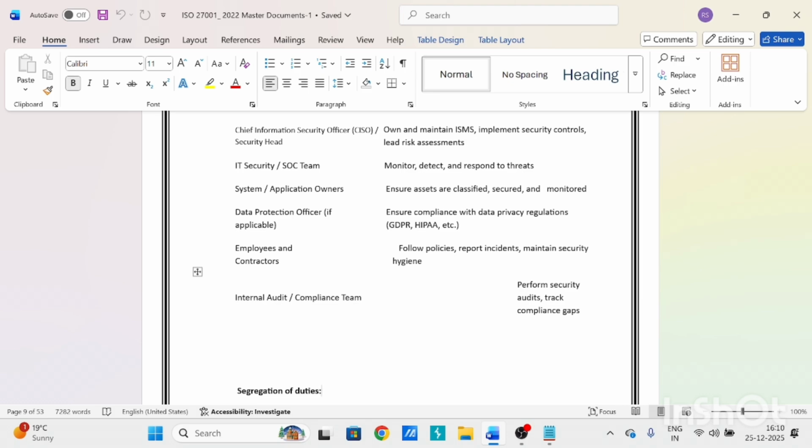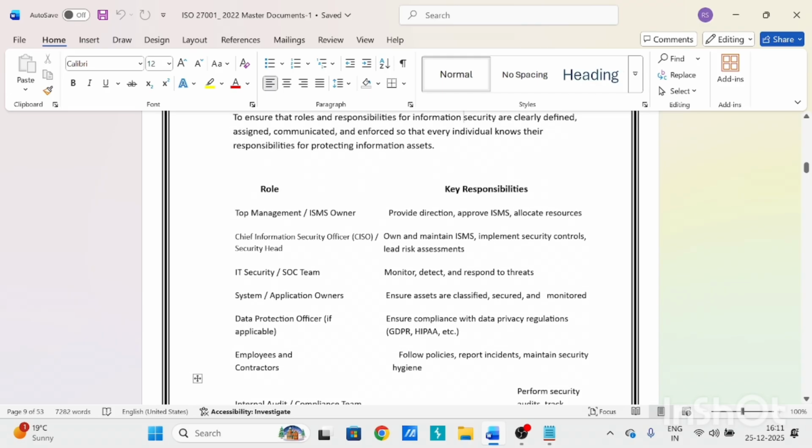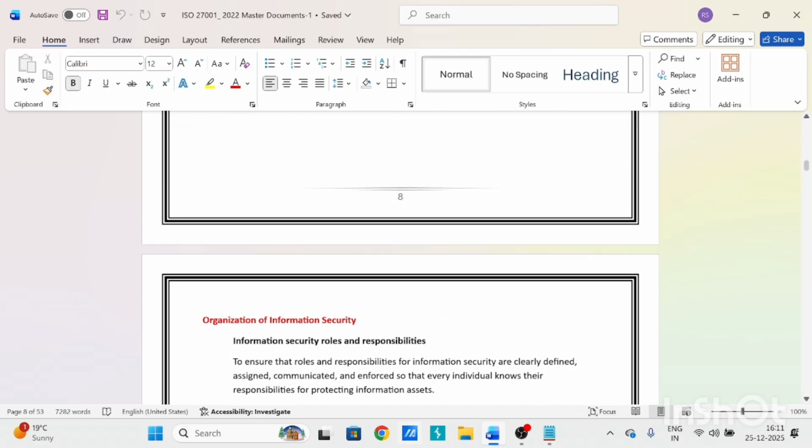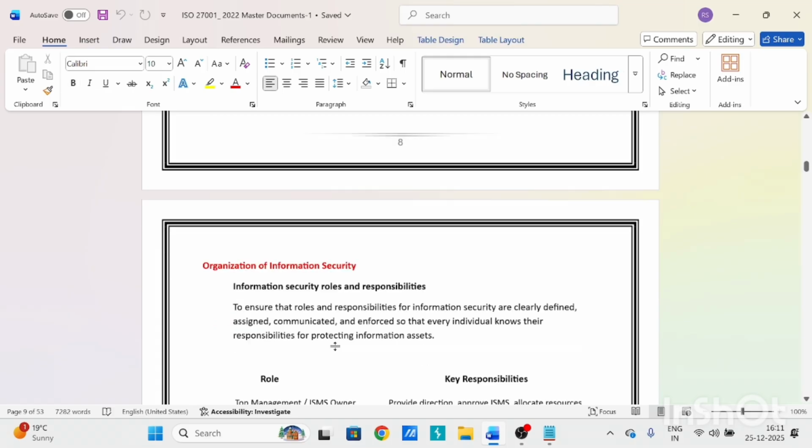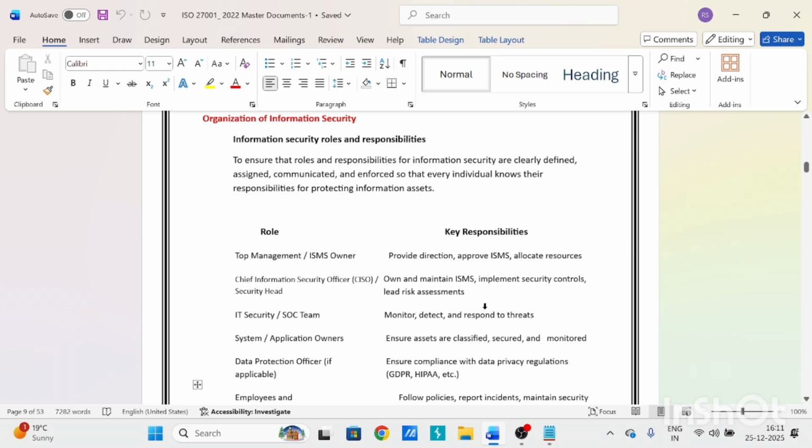The internal audit and compliance team performs security audits and tracks compliance gaps. So this sub-control, organization, means you need to organize your information security with respect to roles and responsibilities, meaning which persons need to play which kind of role with respect to which security controls, as we explained here.